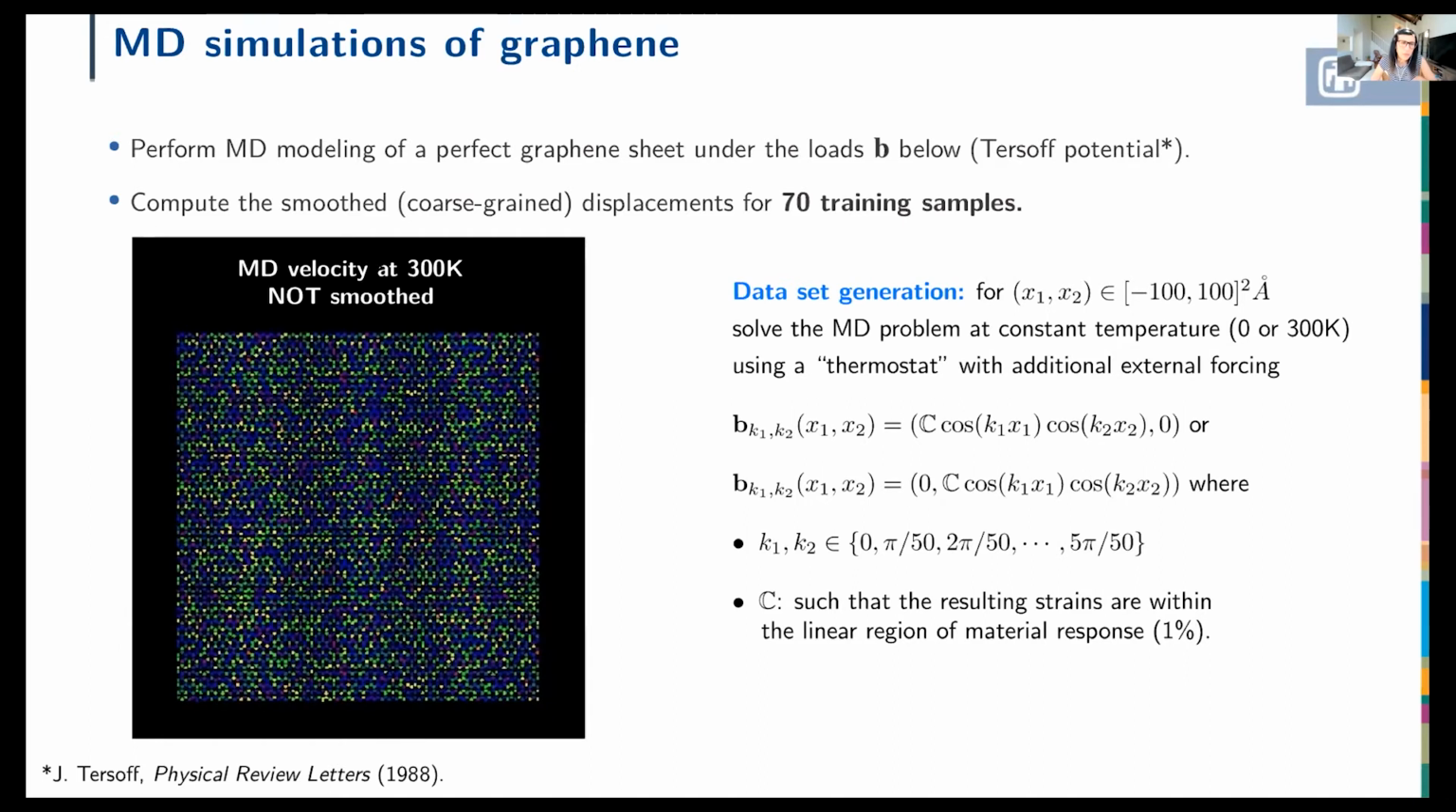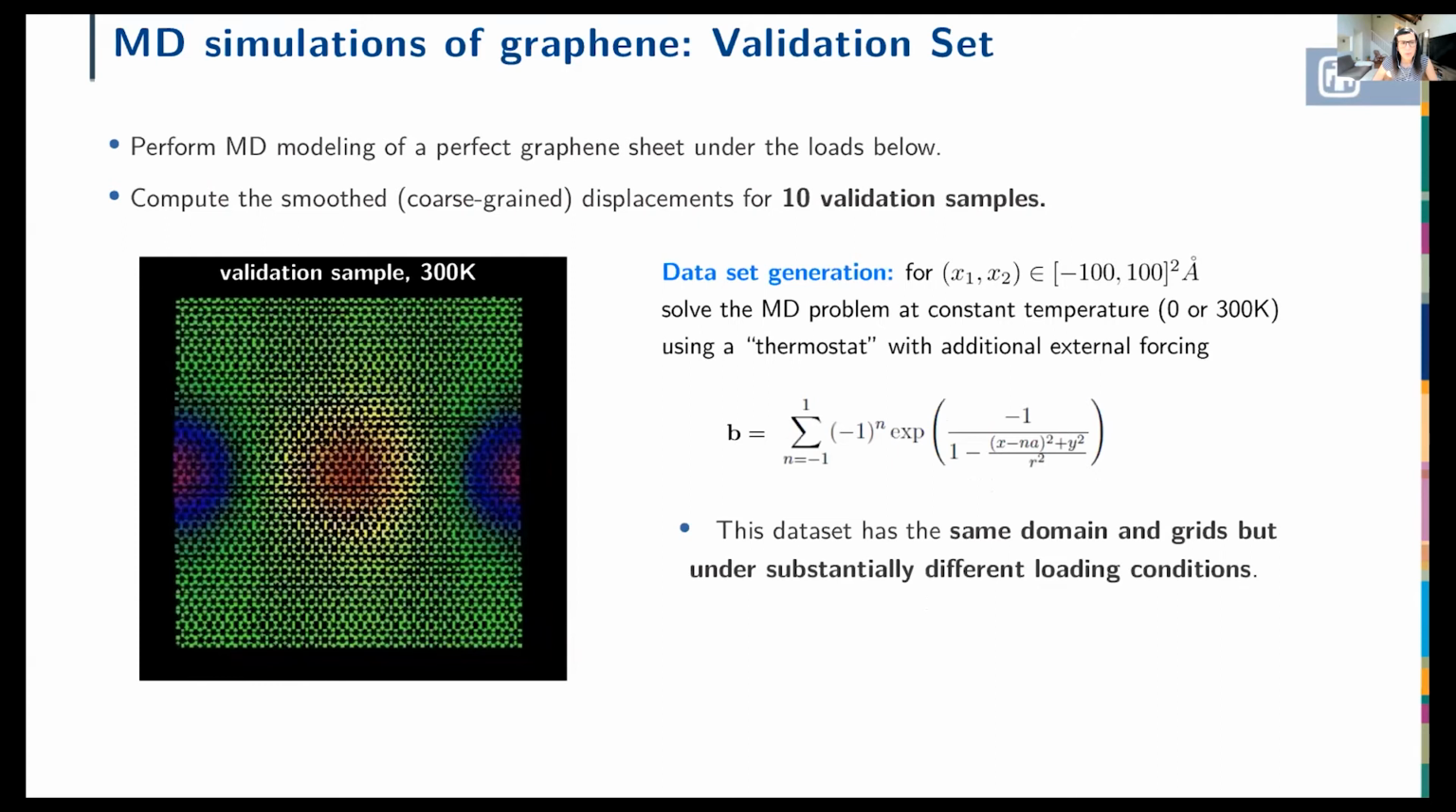The reason I'm reporting the velocity is to highlight the presence of thermal noise, which happens as we increase the temperature. So we considered both zero temperature, where there's no thermal noise, and then increased the temperature to see how the algorithm behaves as the thermal noise increases. Instead, this is a validation sample, so it's a completely different forcing term. This is because we want to see how the algorithm behaves in first determining material properties of this specific material, and I'm going to say more about it, but also how it behaves when we change the loading setting, the temperature, and the domain.